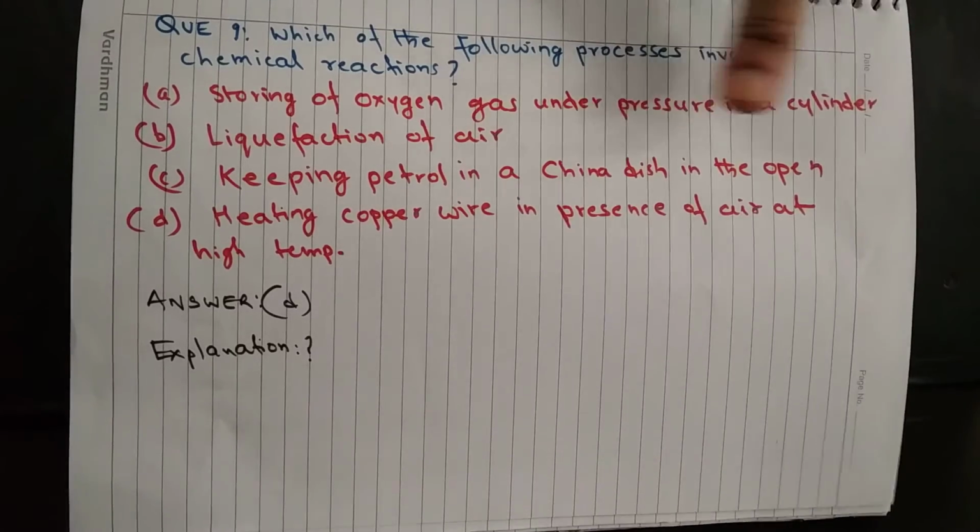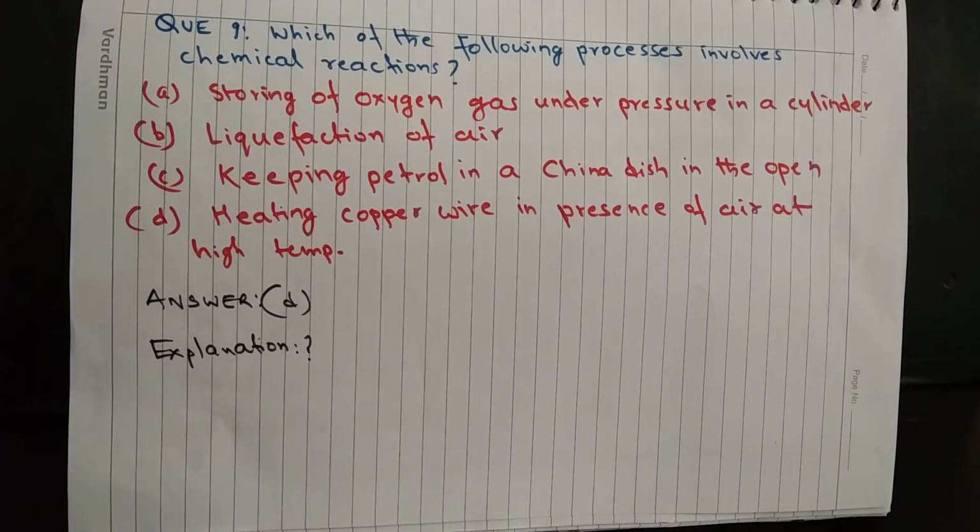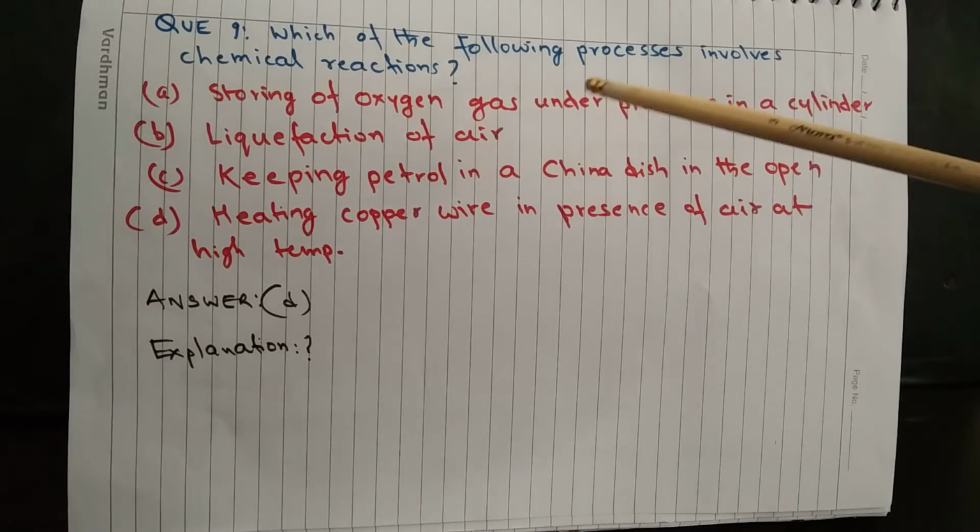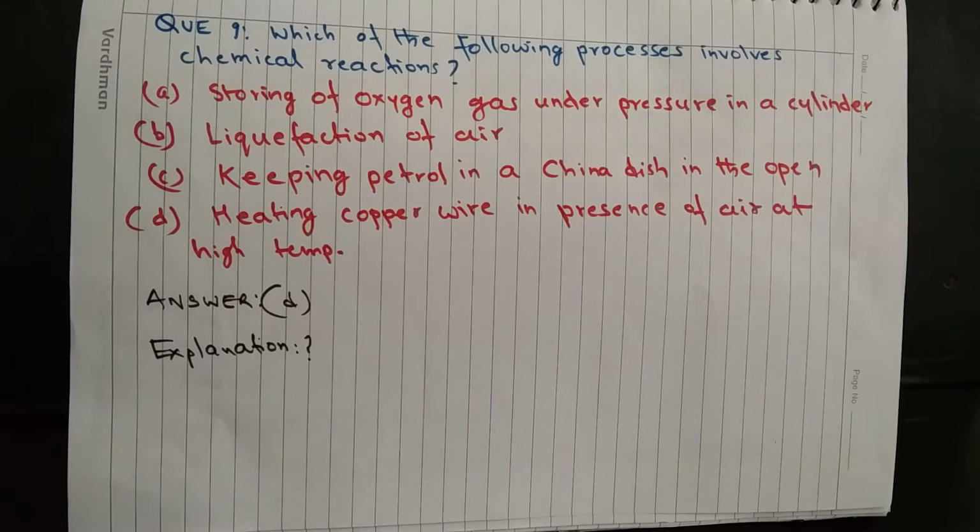Question 9. Which of the following processes involves chemical reactions? A. Storing of oxygen gas under pressure in a cylinder. B. Liquefaction of air. C. Keeping petrol in a china dish in the open. And D. Heating copper wire in presence of air at high temperature. The answer is D. Heating copper wire in presence of air at high temperature.